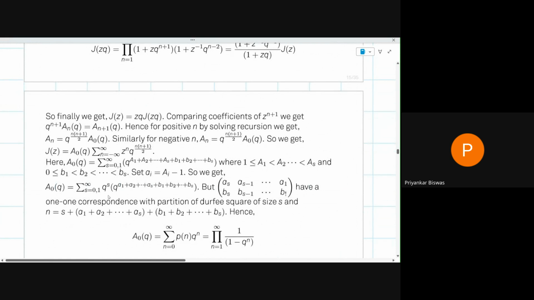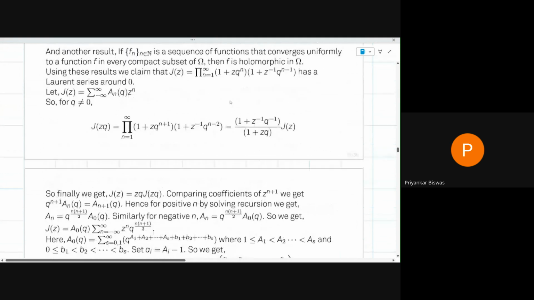Well, if you get the coefficient of z to be 0 in this expression, then you have to get an equal number of parts like 1 plus zq to the power n1, 1 plus zq to the power n2, like this, and 1 plus z inverse q to the power n1 prime minus 1, n2 prime minus 1, like this. You have to get an equal number of parts like this and an equal number of parts like this.